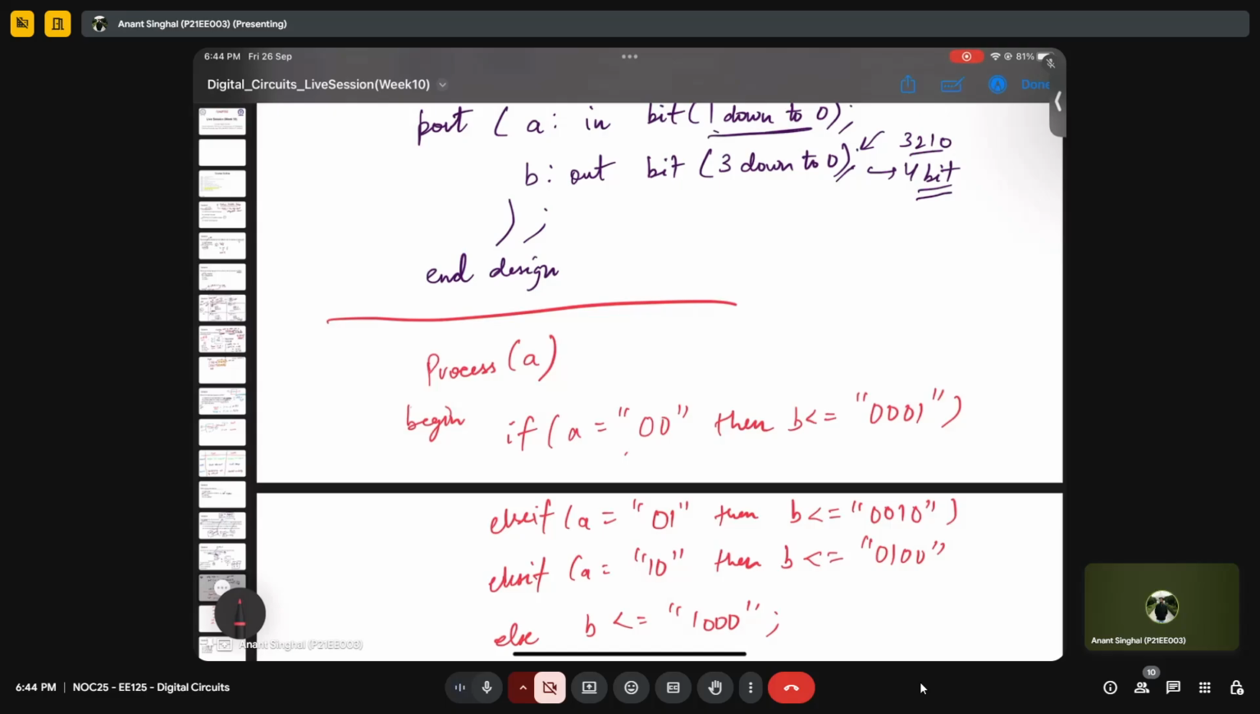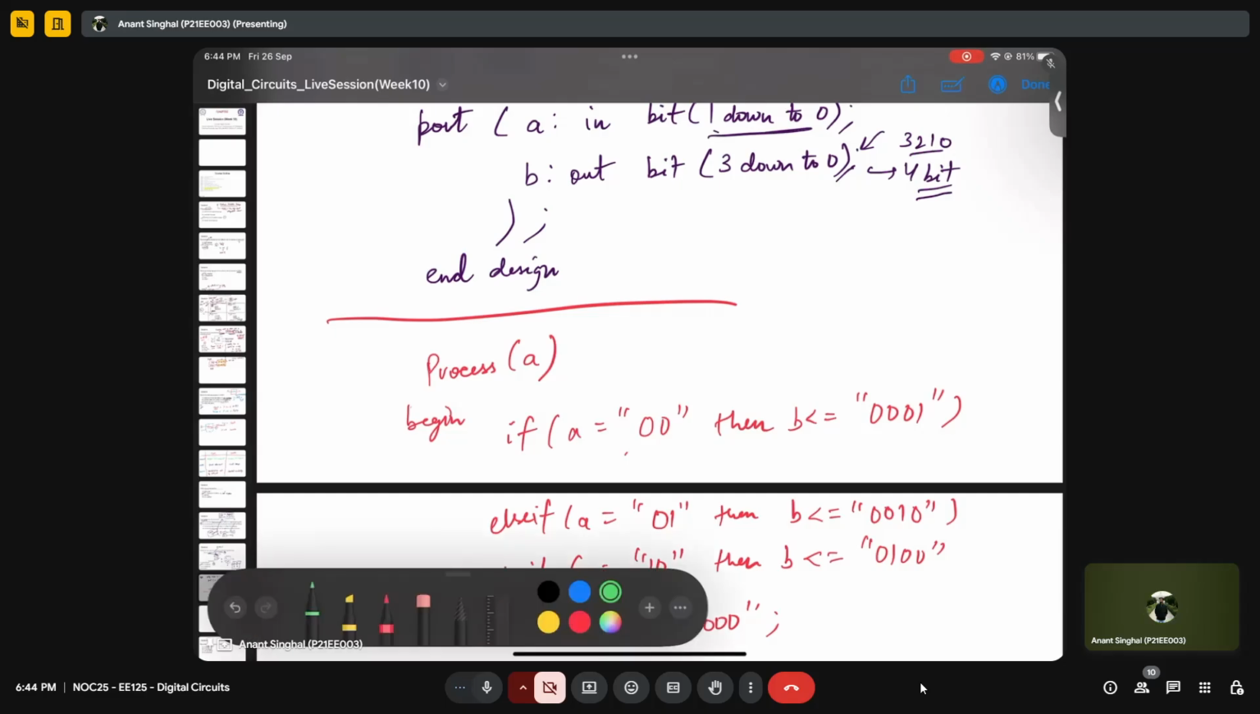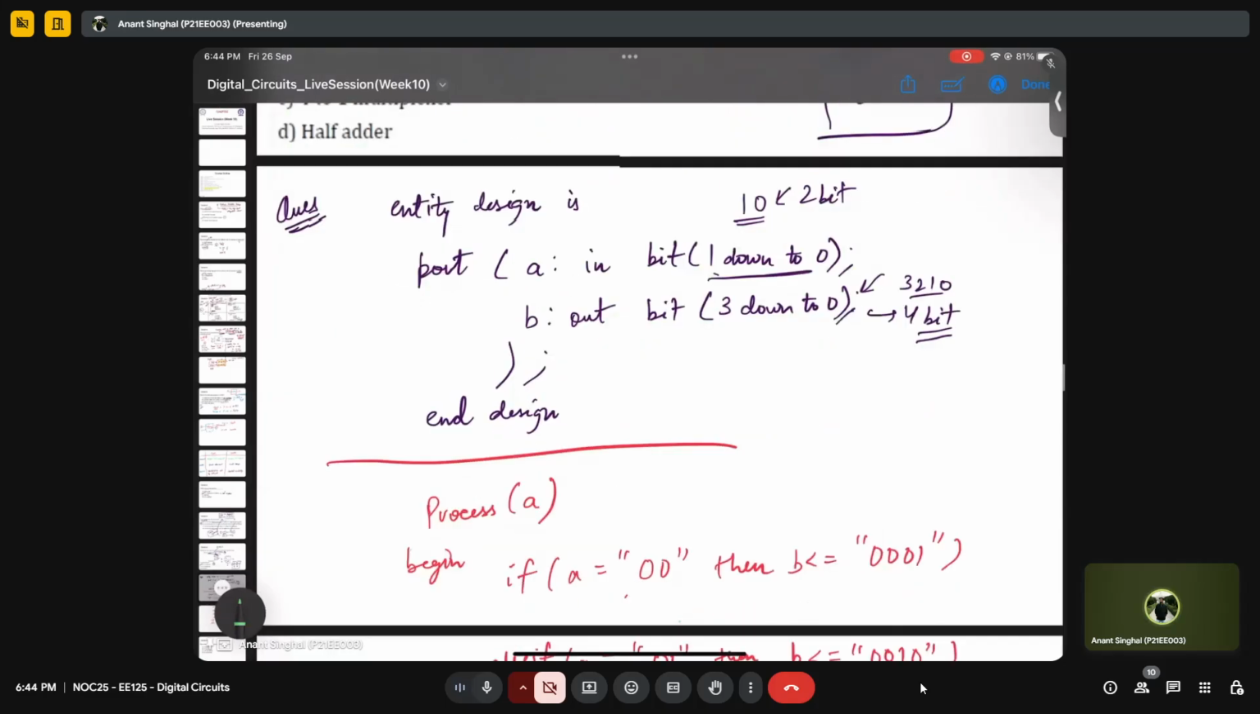Okay, let me try to explain then. You should have answered this if you were able to understand the previous problem. So it says we have one input port which is of 2 bits, and one output port which is of 4 bits. So can I make something like two inputs, let's say A0, A1, for example, and four outputs, which I can say B0, B1, B2, B3.